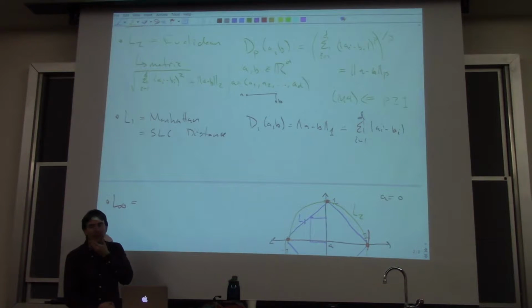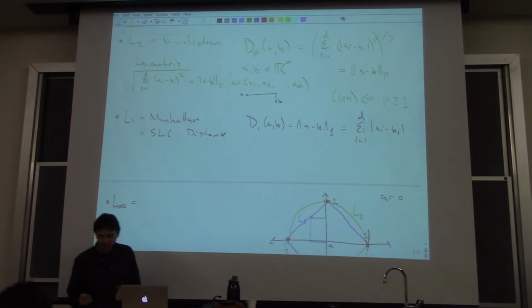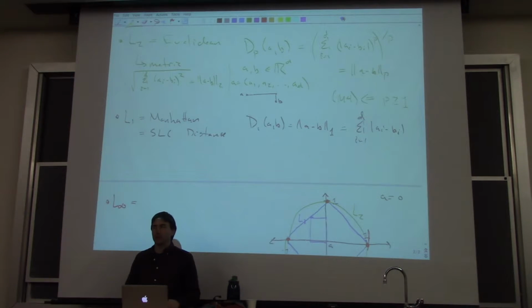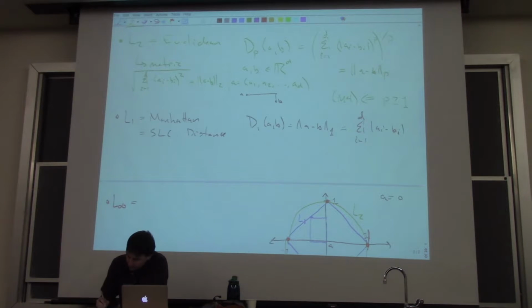But what's going to happen in between? What's going to happen if I have 2 values? Let's say the first coordinate's at distance 2, the other one's at a distance 1. So if I do something like 2 to the power 1,000 plus 1 to the power 1,000, to 1 over 1,000.